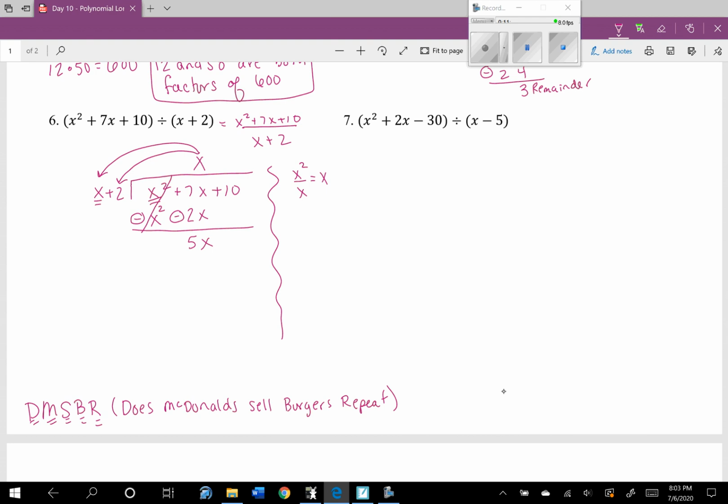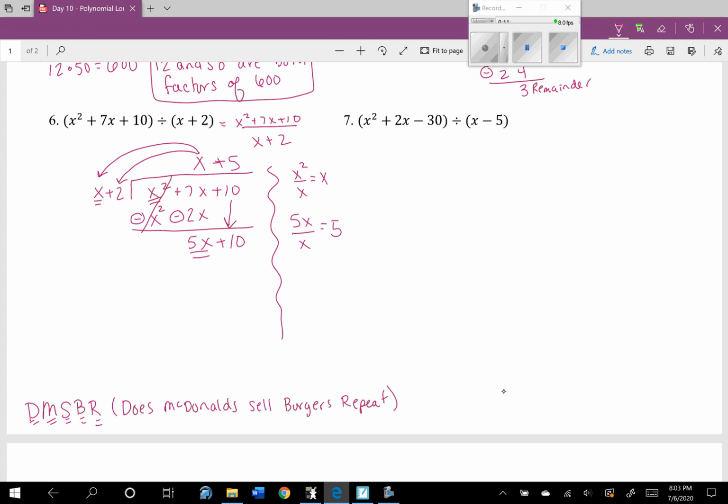And then the next one is B, which stands for bring down, so we're going to bring down the 10. And then R stands for repeat, so we repeat the steps again. So D stands for divide. Divide what? The first term. How many times does x go into 5x? Do your work on the side. 5x divided by x gives us 5. It's positive, so plus 5, and this is a constant, so it goes above the constant terms.